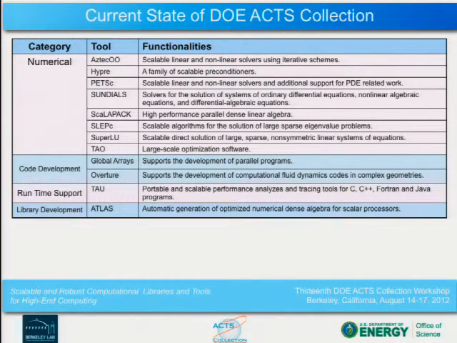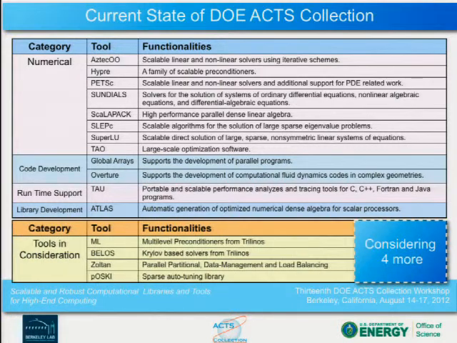So the functionalities are really in 4 different categories. Osni and I like to put them in 4 different categories. One is everything that provides some numerical functionality. We have some that extend and help you with some level of code development. We have some tools that provide some runtime support and library development.